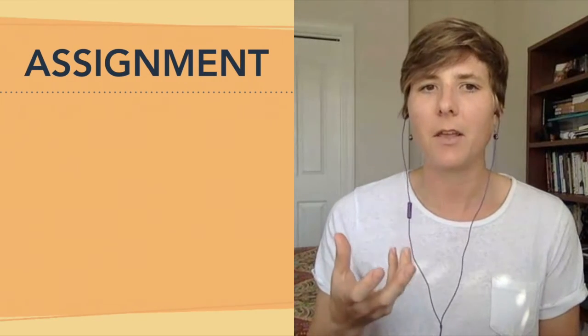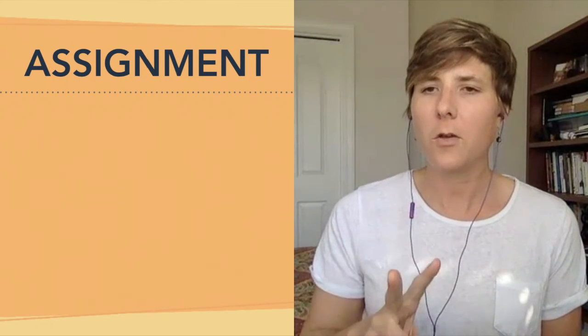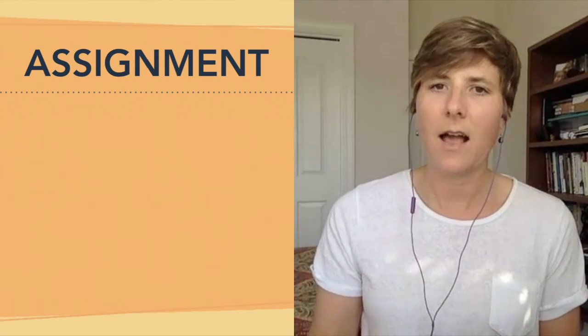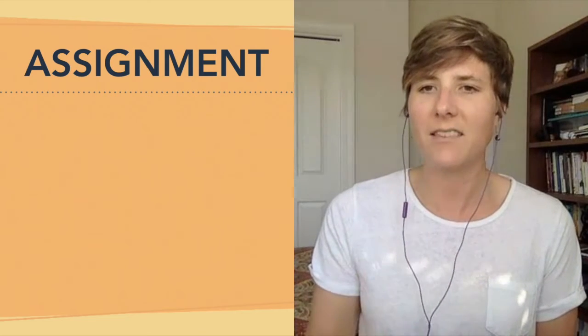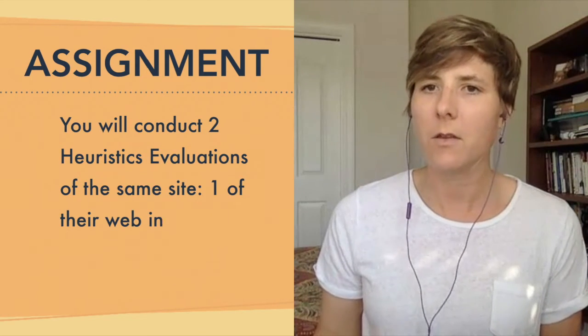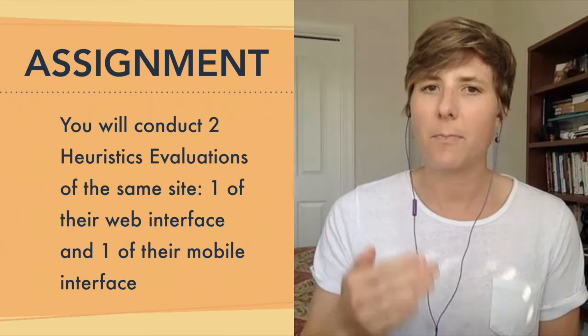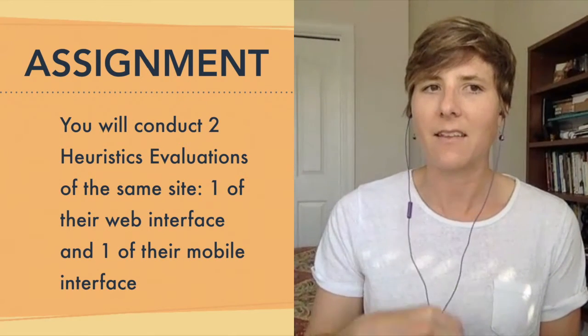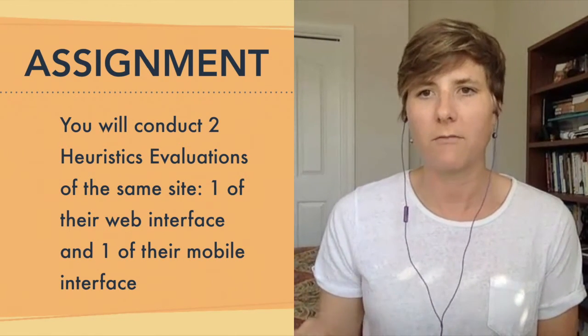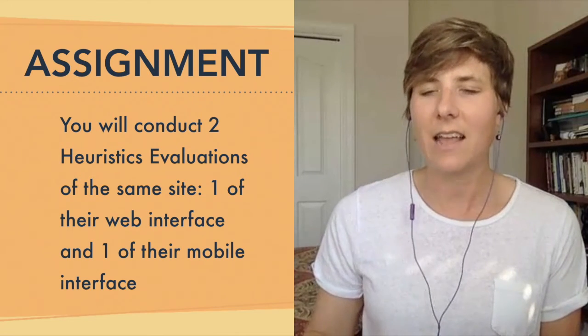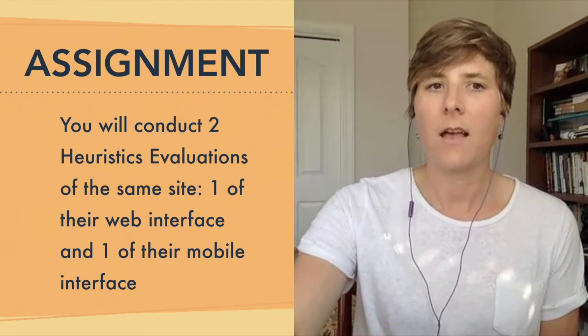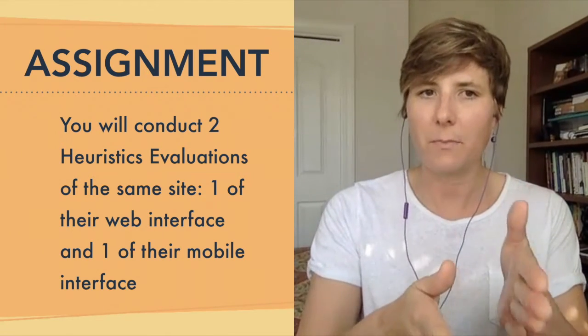So the assignment that you're going to be doing is a heuristics evaluation of two interfaces of the same site. So what I mean by that is that you should pick a site, ideally one that you use a lot and that you go to frequently, that must be both browser-based, so you need to be able to access it from Firefox or Chrome or Safari or whatever, and it needs to have a mobile app. Okay, so it needs to have both of these places.